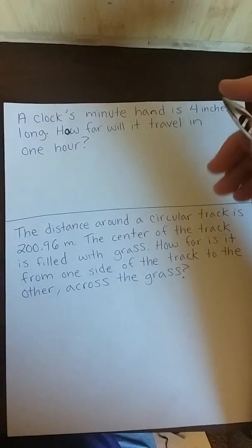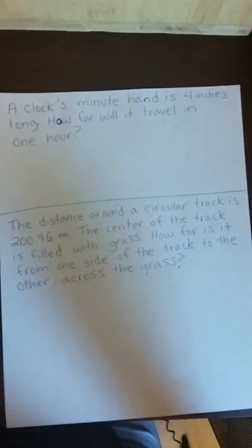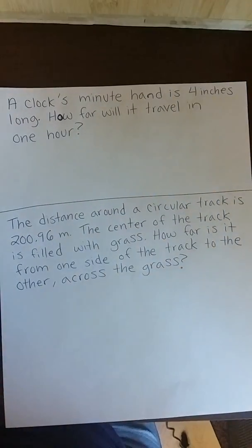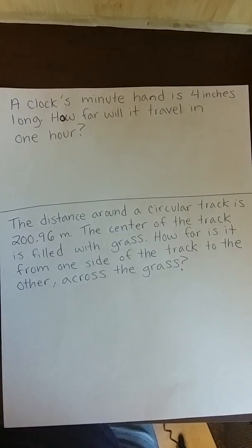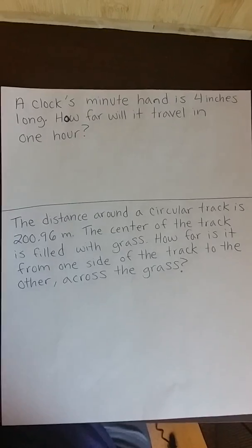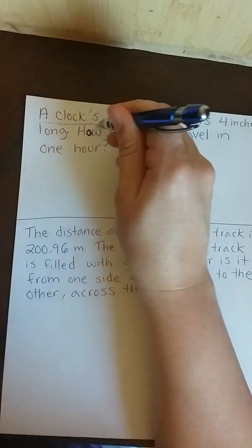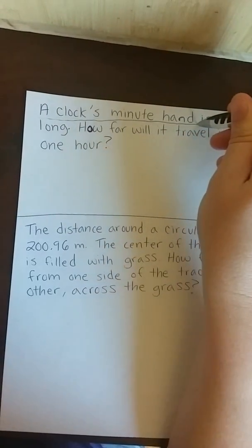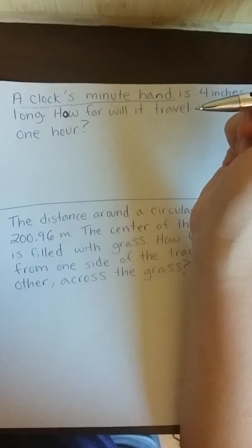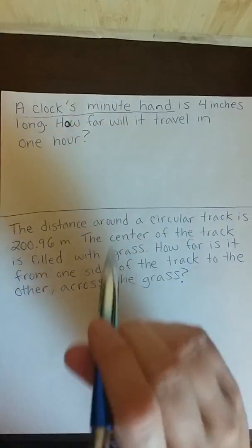Now that we know the vocabulary, let's look at a few examples of word problems. So the first word problem says, a clock's minute hand is 4 inches long. How far will it travel in 1 hour? Okay, the minute hand of a clock, that is something attached to the center of a circle, because the clock's minute hand is attached to the center and then it spins around in a circle.